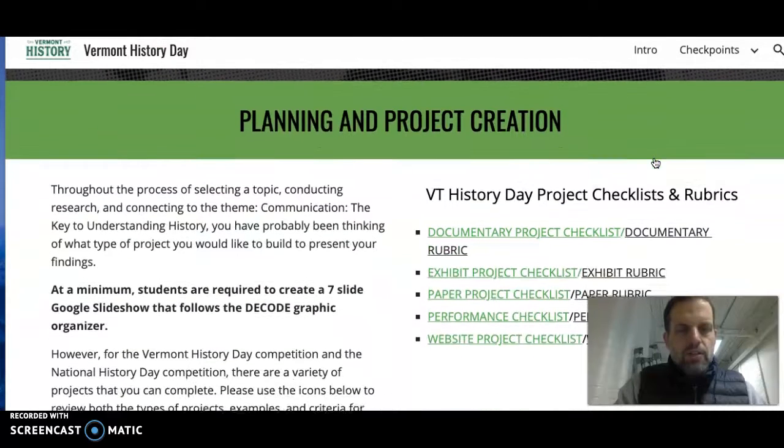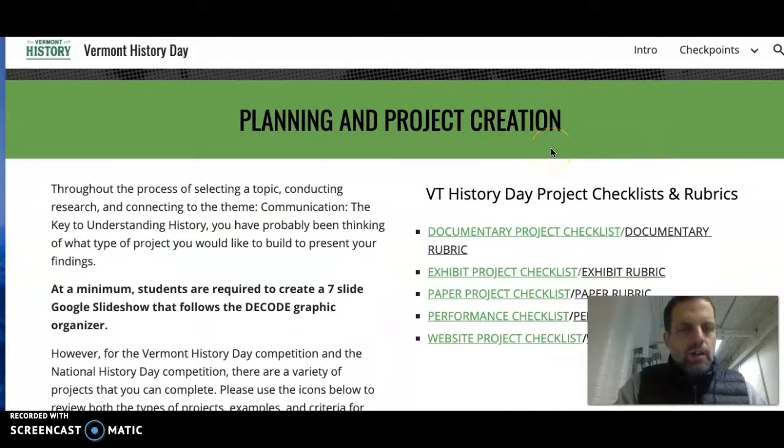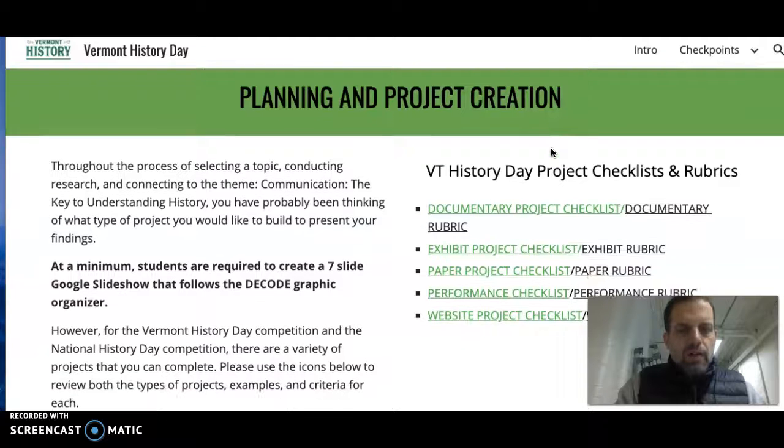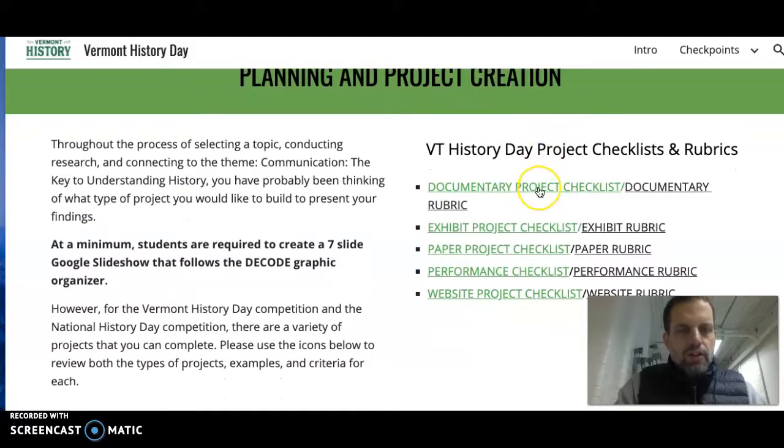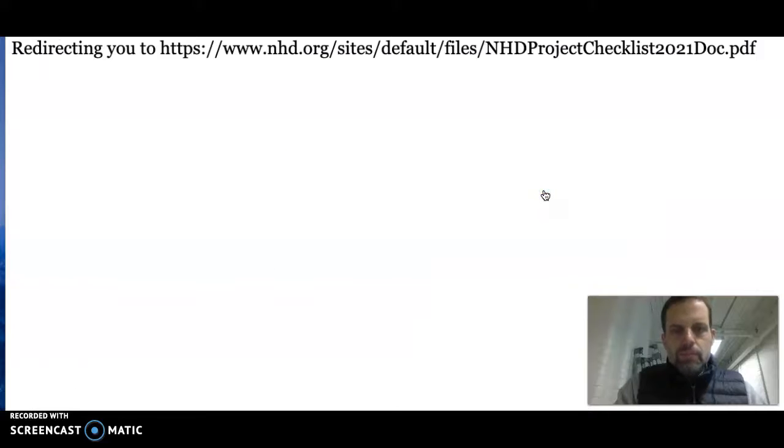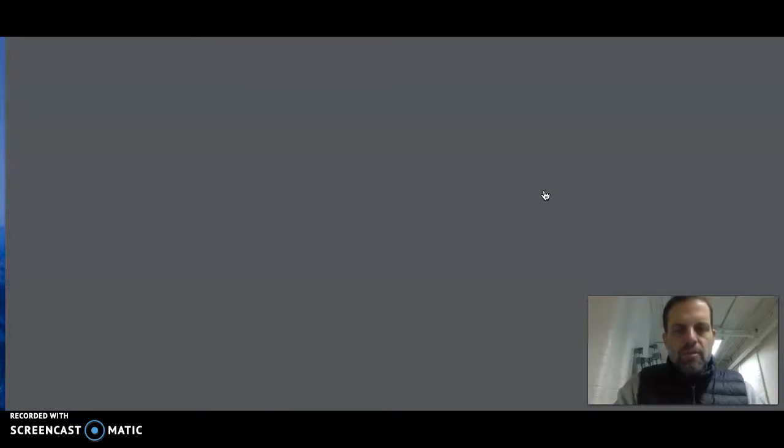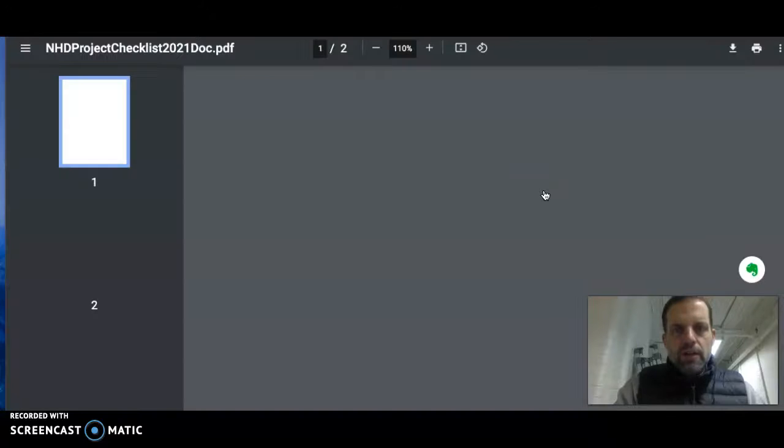So I just want you to see that if you are competing at the state level, there are some links here. So there's a documentary project checklist and a rubric, exhibit project checklist, and an exhibit rubric, so on and so forth. And if you click on these links, they're going to take you to checklists for each type of project that you are considering.